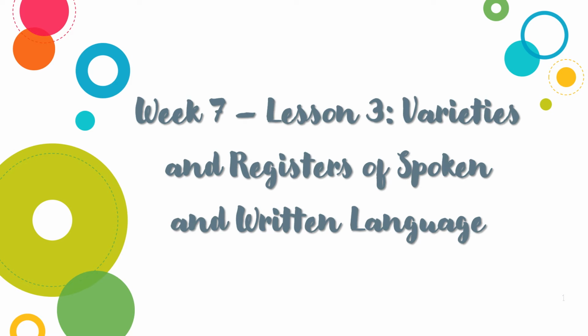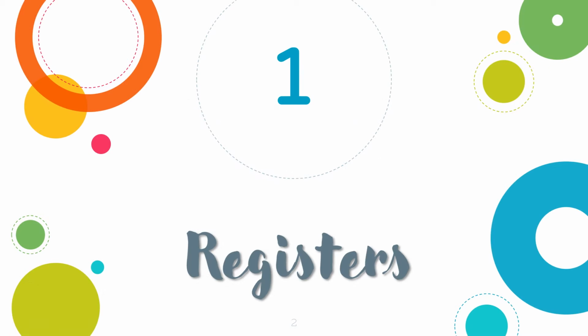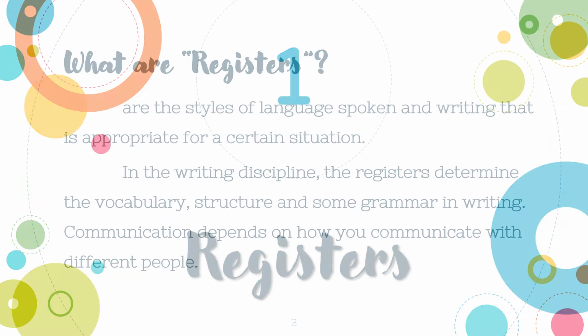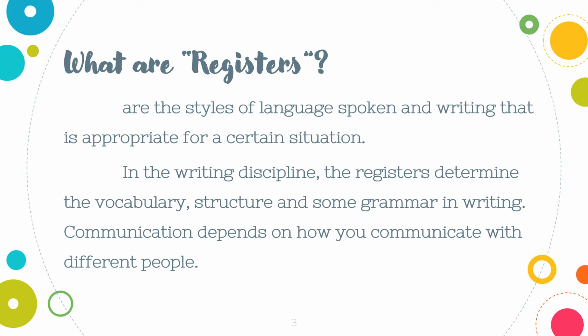Week 7, Lesson 3 covers the varieties and registers of spoken and written language, or to make it short, we will discuss language registers. So how do we define the word registers? Registers are defined as the styles of spoken and written language that are appropriate for a certain situation.